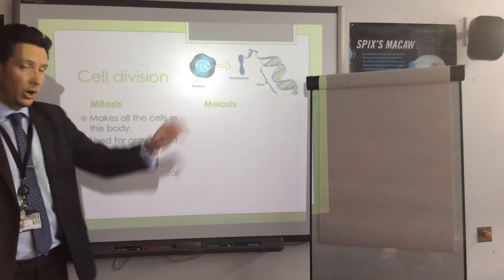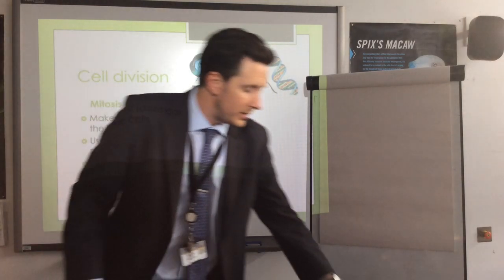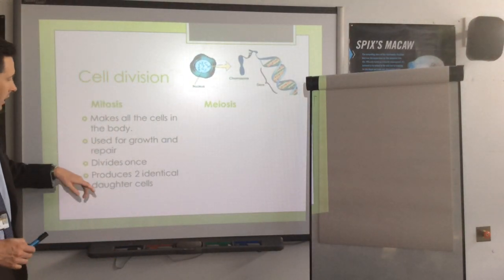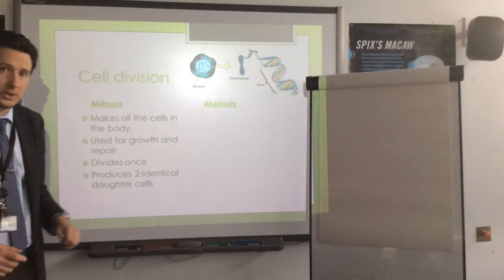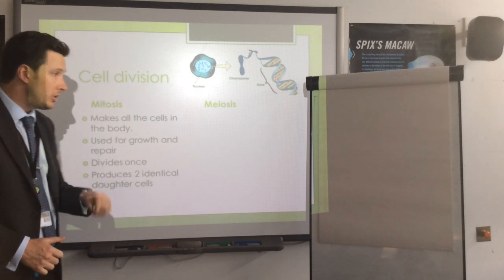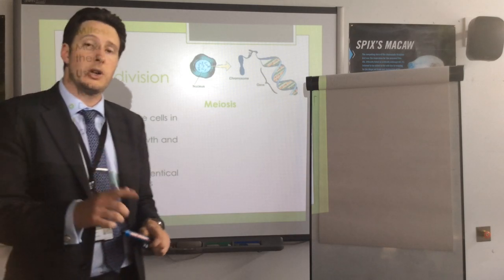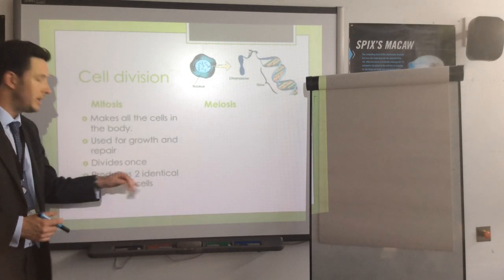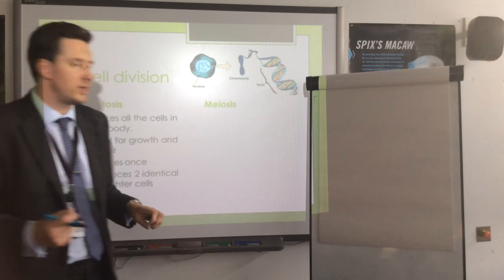In mitosis, I'll go through the process. There are several stages to it. The important bits you need to know, apart from the fact it makes all the cells in the body and is used for growth and repair, are that it divides just once. So division happens only once, and then it produces two identical daughter cells to the starting cell.